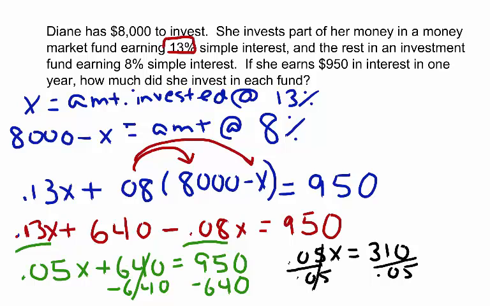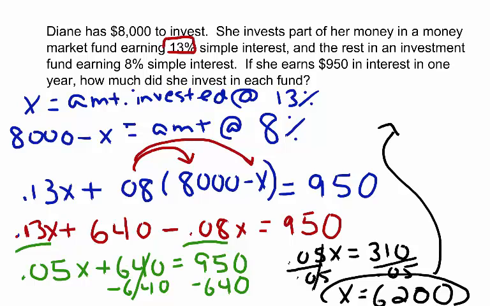And that will give me my solution for x, which is 6,200. This tells me that Diane invested $6,200 at 13% simple interest. $6,200 at 13%.